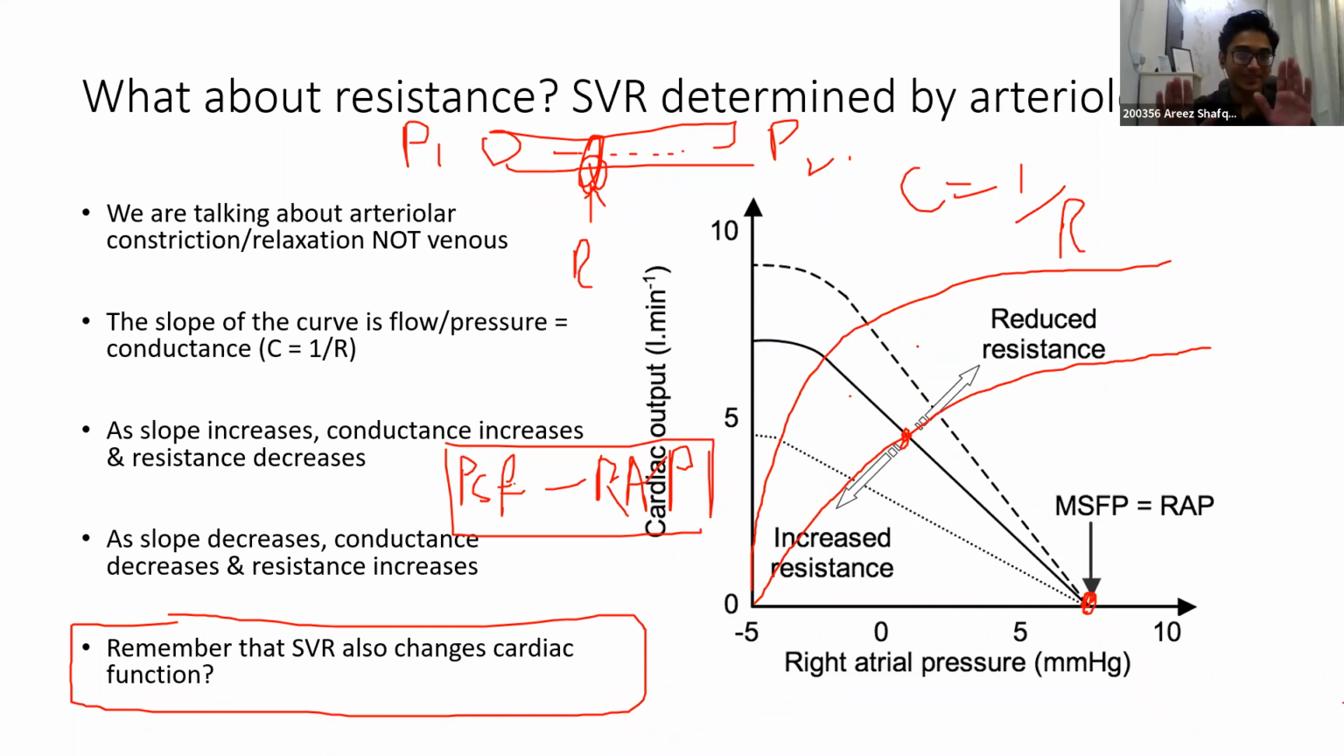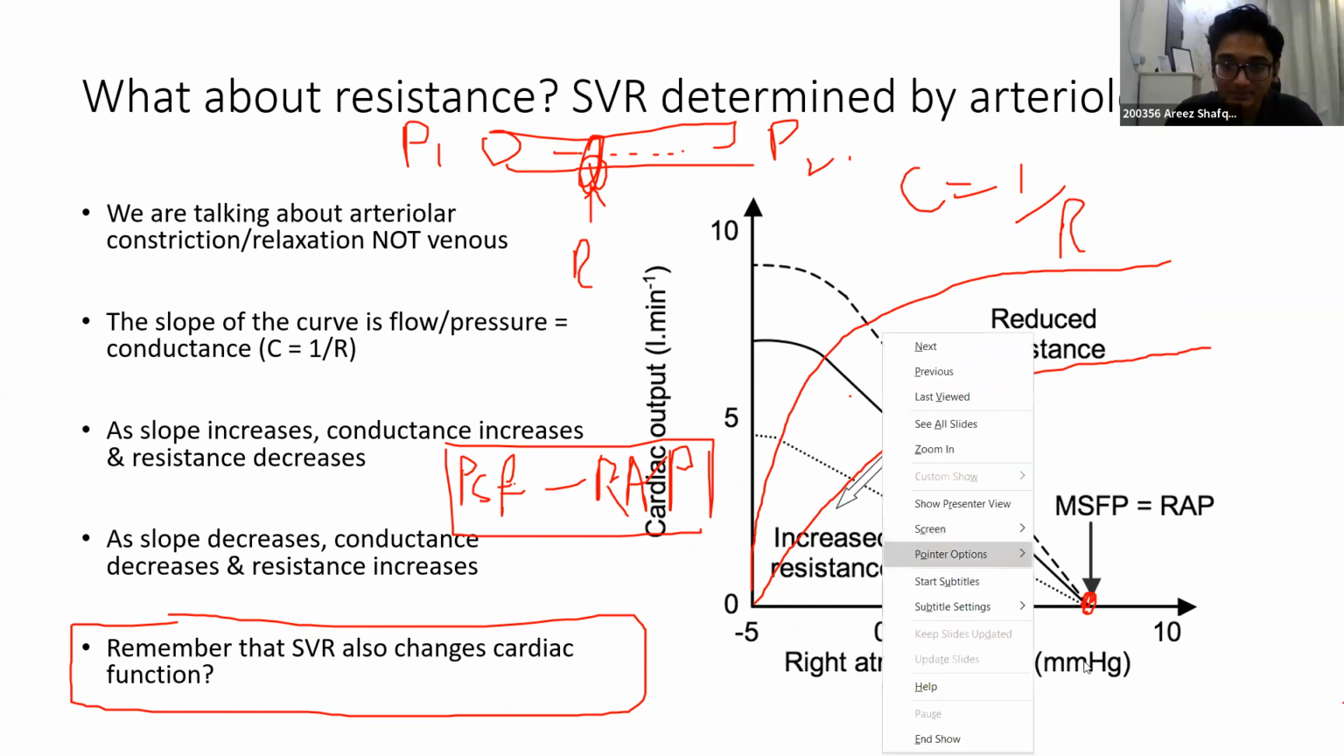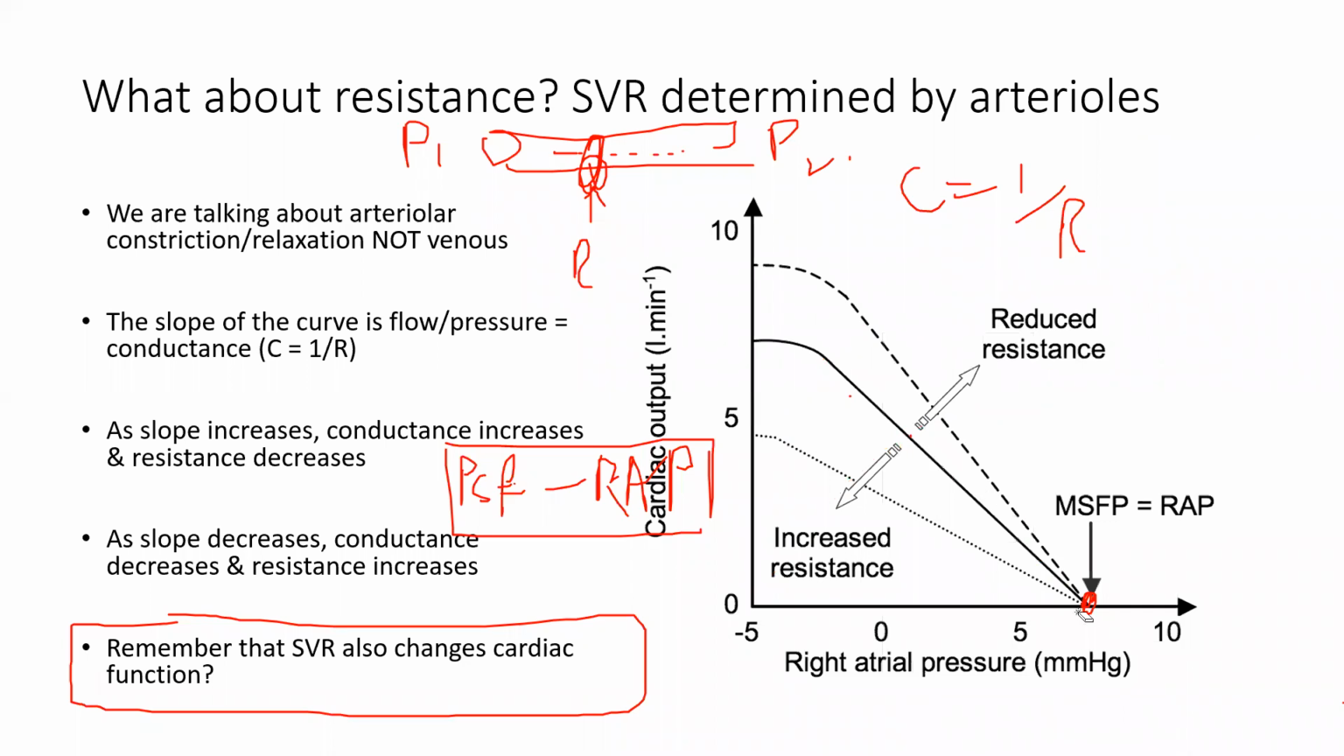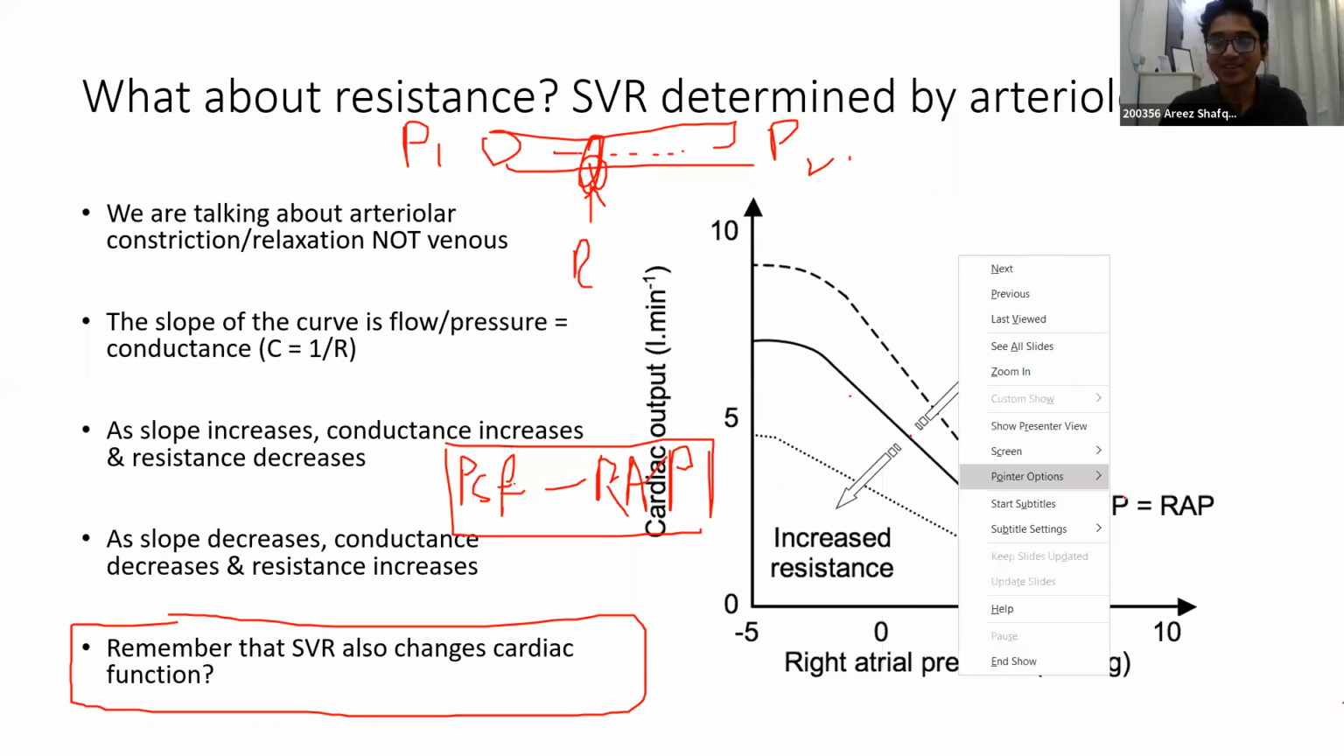How I explained this to you is that I looked at cardiac function in isolation, and I looked at venous function in isolation. Now we're going to combine these two together. You're absolutely right that vasodilation also increases venous return. So let me give you an example. Let me erase all of this. This is confusing, but you've got the right idea.